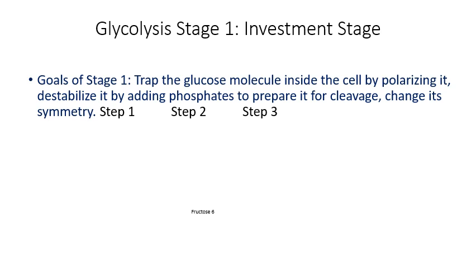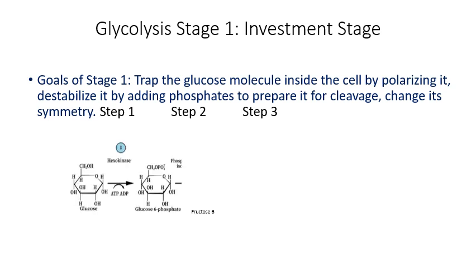So in step 1, a glucose is phosphorylated by the enzyme hexokinase into glucose 6-phosphate. This makes the glucose more reactive and makes it polar so that it cannot leave the cell. At this stage, we have lost a phosphate group from ATP and it has become ADP. And the phosphate you can see is on carbon 6.